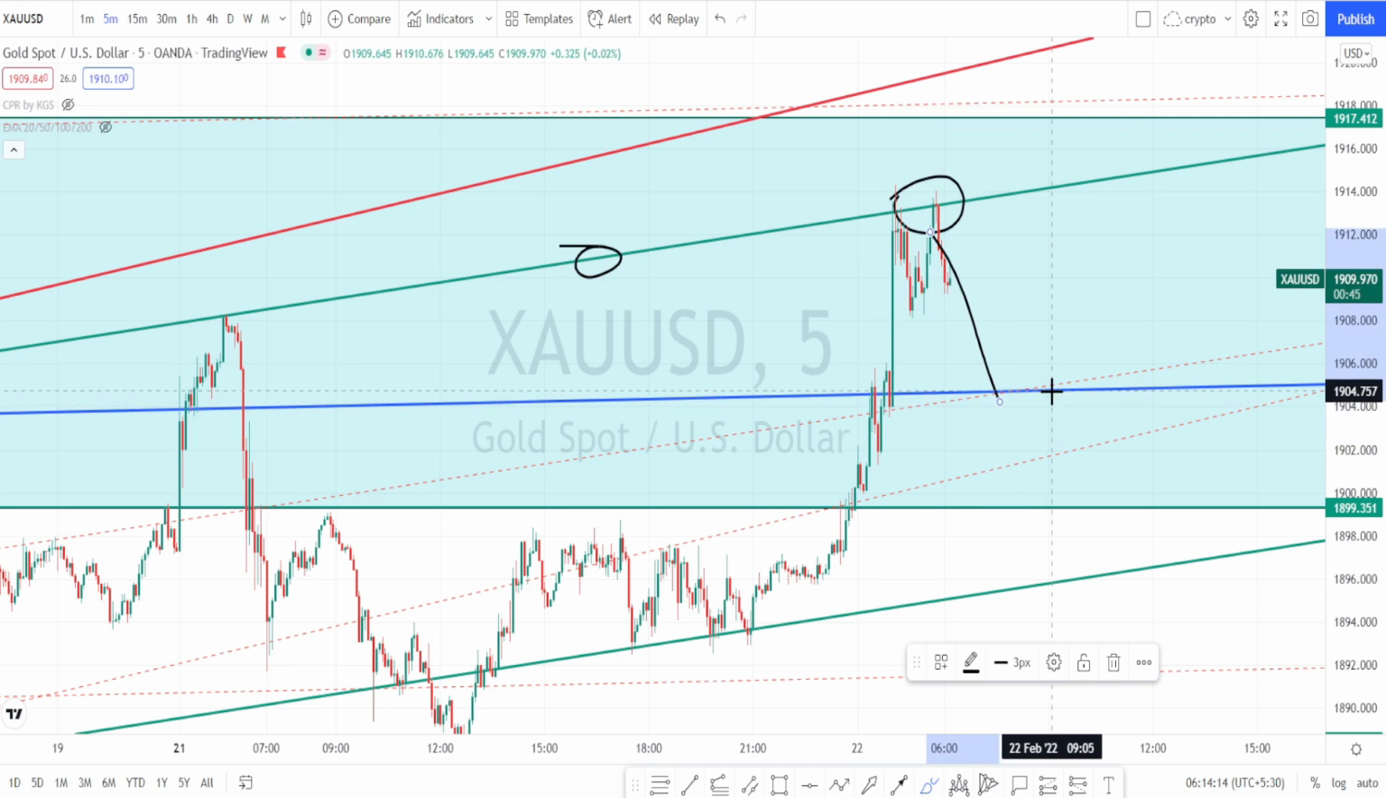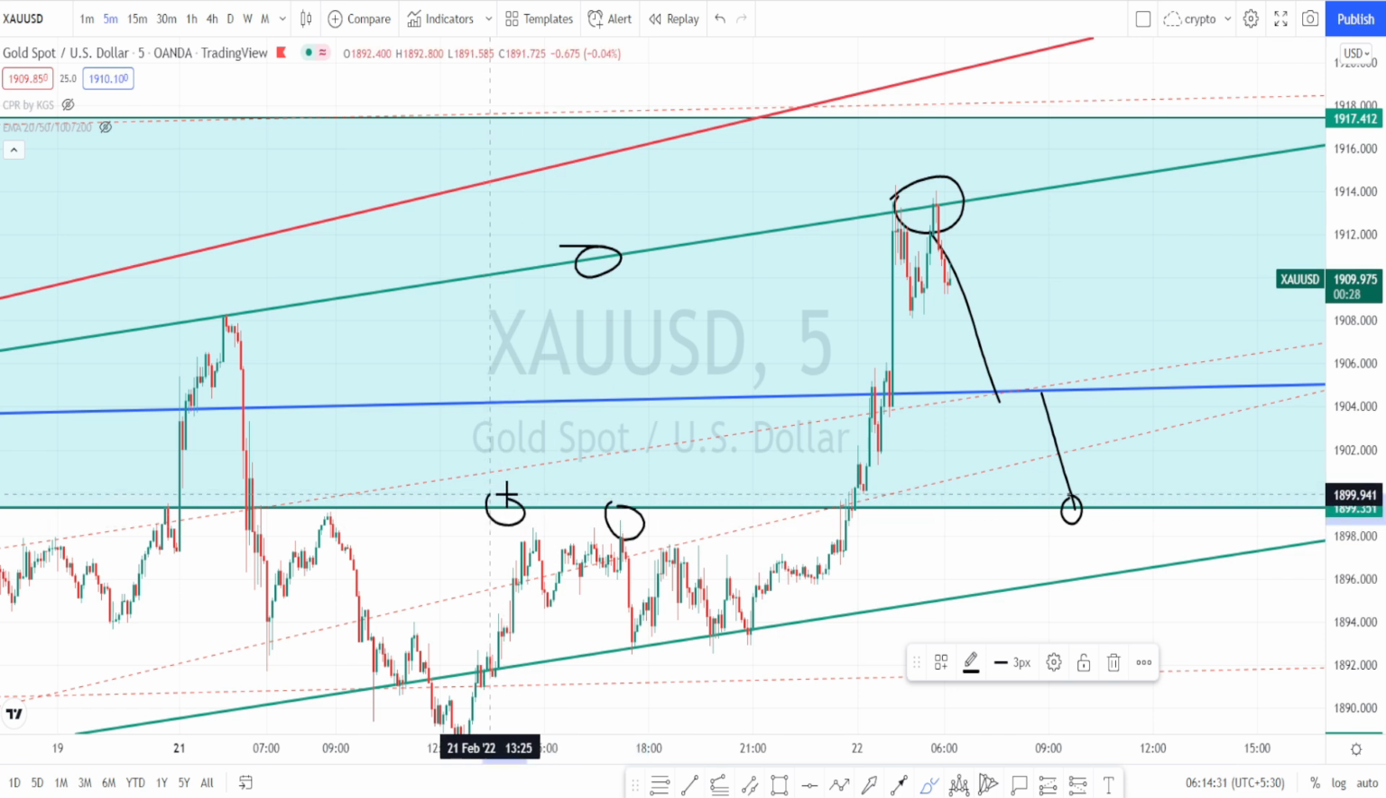First level of support is going to be around 1904. Then if the price action falls further, we can expect it to take support on the next level of support, which is going to be around 1899. When we look at the past price action, this level had acted as a very strong resistance, so this will be acting as a very strong support when the price action retraces.